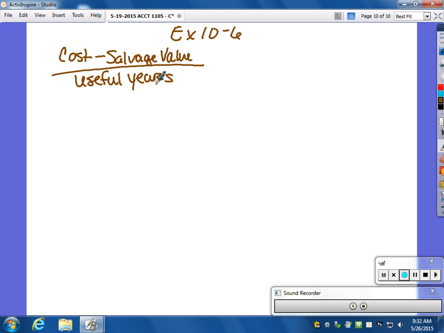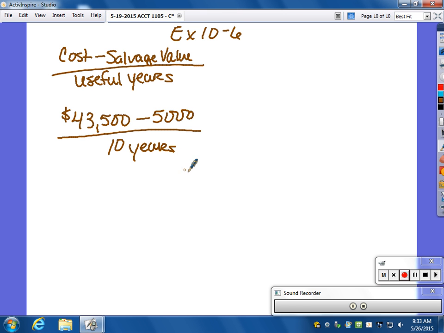In this case, for this problem, what is cost? $43,500. Is there any salvage value? 5,000. And what's the useful years? 10 years, which means we need to have depreciation of what? 3,850 every single year, right? That was an easy one.